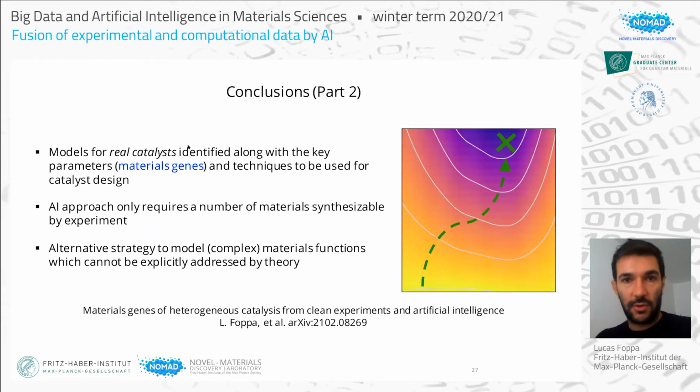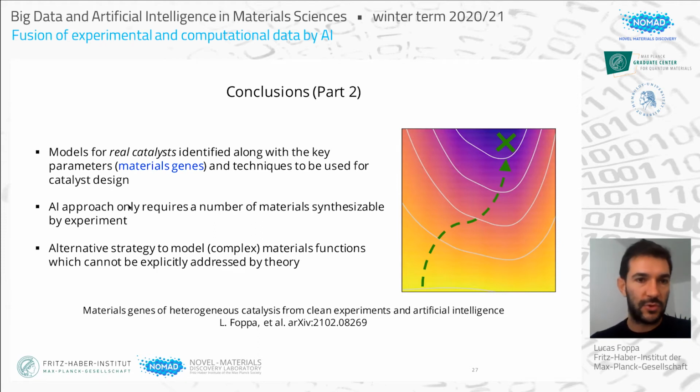Okay, so we're reaching the conclusions of this part 2. I'm just going to summarize some of the points that we have discussed and the important things before we go for the Q&A and break. So first, we have identified models for real catalysts. We are really looking at the real performance measured in the reactor. And we identify these models, but not only, we also have the key parameters, which we call materials genes, and techniques to be used for catalyst design. So this is very valuable information for the experimentalists, for instance.